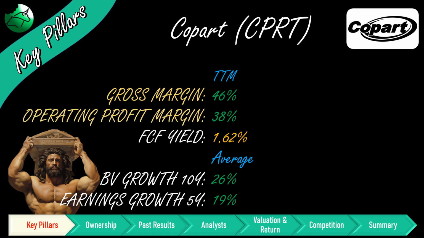Next we come to the operating profit margin. This tells us how much profit a company makes on $1 of sales after paying for costs of production, such as wages and raw materials, but before paying any interest or tax. Operating profit margin is 38%.